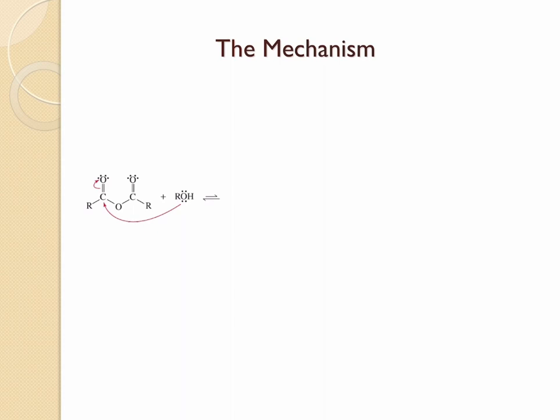Let's take a look into the mechanism for the reaction of an acid anhydride reacting with an alcohol. So first, to begin with, this alcohol with its lone pair of electrons on oxygen is going to make a nucleophilic attack on this carbon, and it's going to push the pi electrons onto oxygen. So this will be the species that will be formed, and a base will come and abstract this hydrogen to neutralize this positive charge on oxygen.